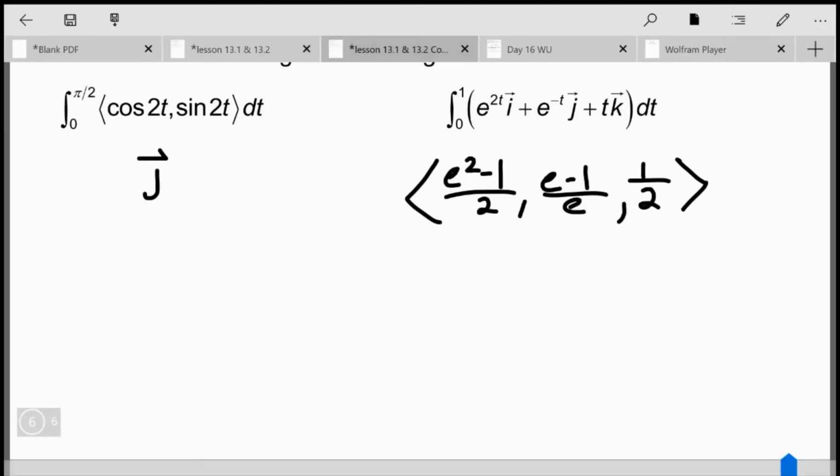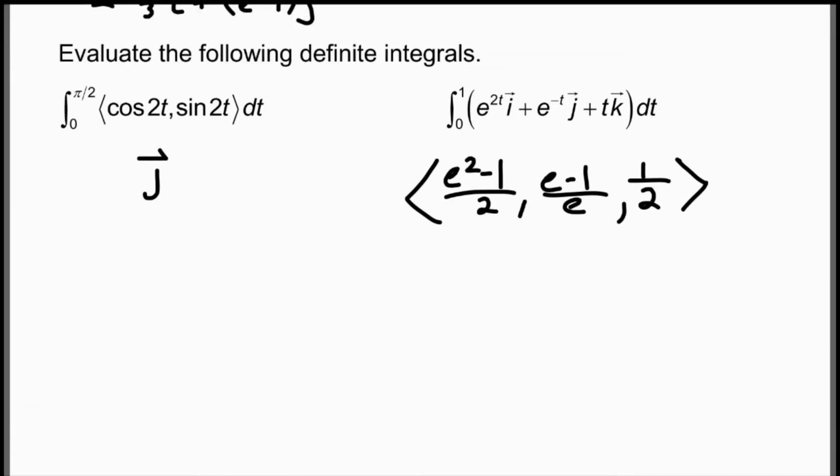Okay, so here's what you should have come up with. I didn't show the steps because, again, you guys know how to work these types of problems. For the first one, you just get j, or I could have written 0, 1, 0. I just wanted to show you the two different ways you could write the answers. And for the second one, we got e squared minus 1 over 2, e minus 1 over e, and 1/2 as the three components. So not really too tough to do.